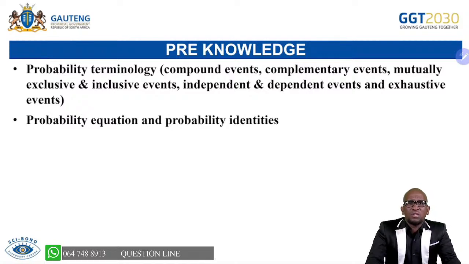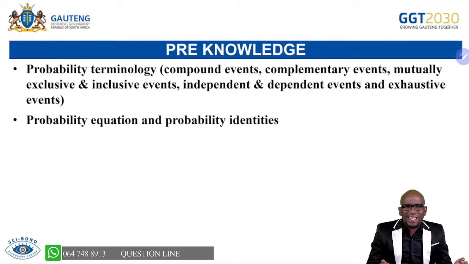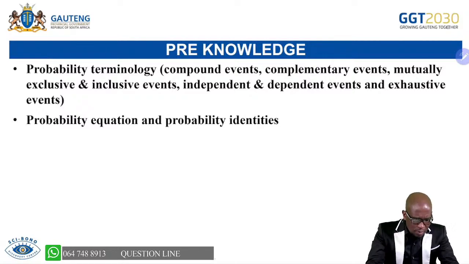Obviously, you never go into any math lesson without having prior knowledge that can be useful in that particular lesson. For this particular lesson, the prior knowledge that you need would be the probability terminology, compound events, complementary events, mutually exclusive events and inclusive events, independent events, and exhaustive events. You should be able to also use your probability equation and those probability identities.